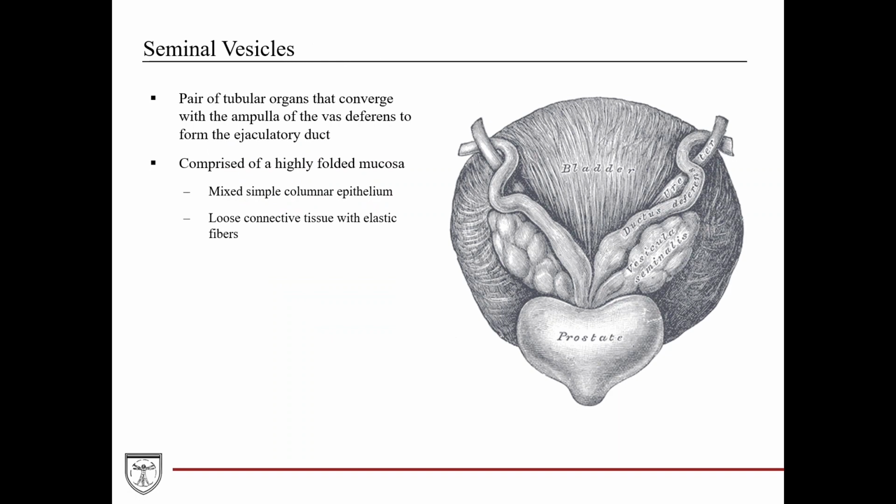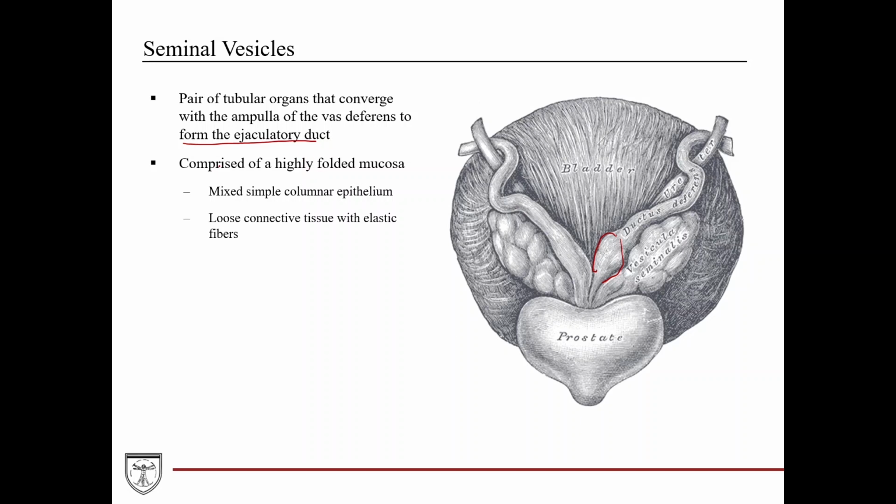So first, you've got the seminal vesicles, and we've already mentioned these when we talked about the formation of the ejaculatory duct, but just to review, it's a pair of tubular organs on the posterior aspect of the bladder, as you can see here, just superior to the prostate. And they send out a secretory duct that converges with the ampulla, or the terminal portion of the vas deferens, to form the ejaculatory duct.